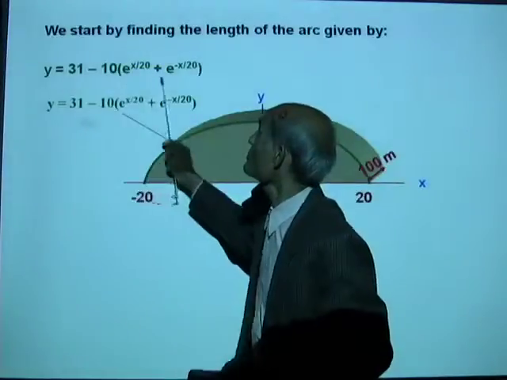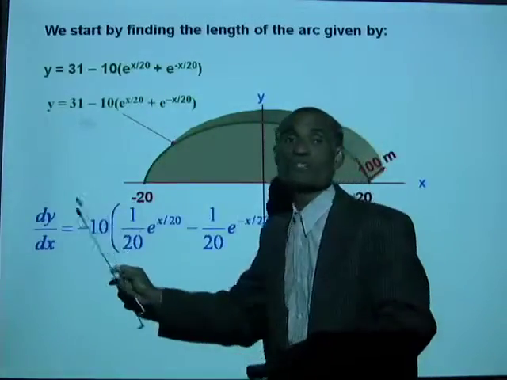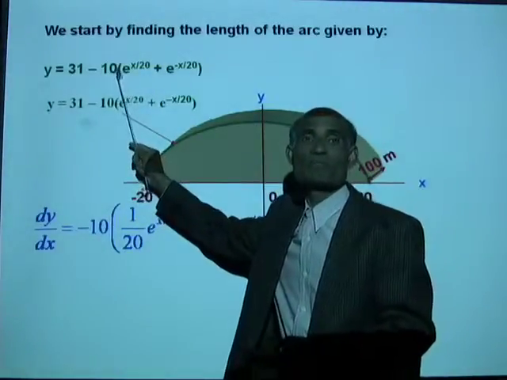We got y equal to this, this is our function. What is dy by dx? Let's find the derivative of that.